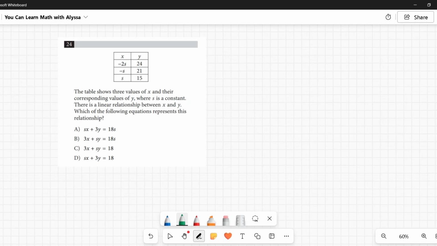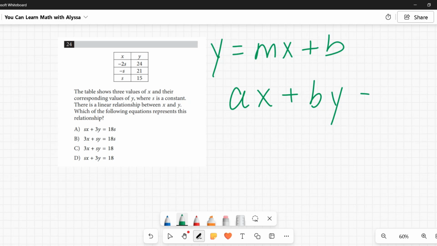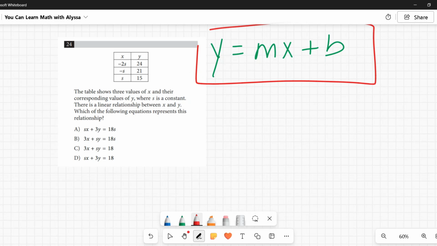A linear relationship, we most commonly see it as y equals mx plus b. That is not the format these are in. These are in standard form, where it's x plus y equals a number, or ax plus by equals c, where a, b, and c are constants. We don't use it as much. So I think the best way to do it was to put it into our slope-intercept form and then convert it into standard form to see which one of these it matches.